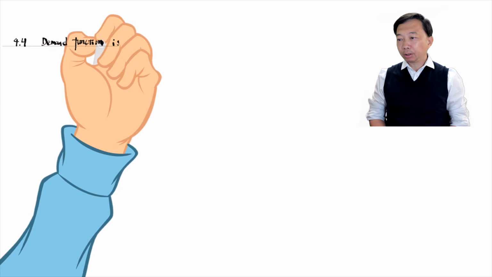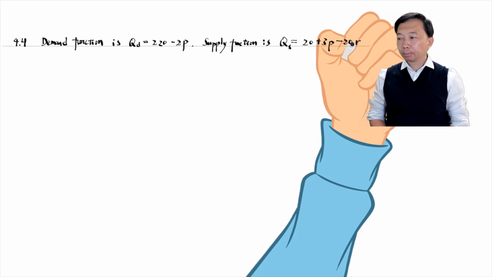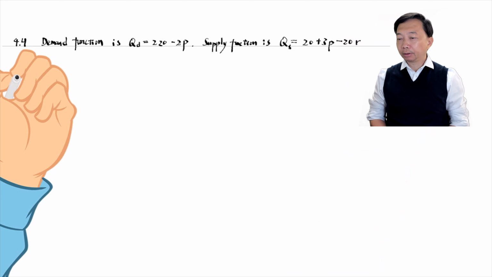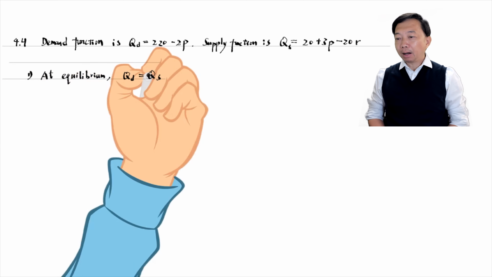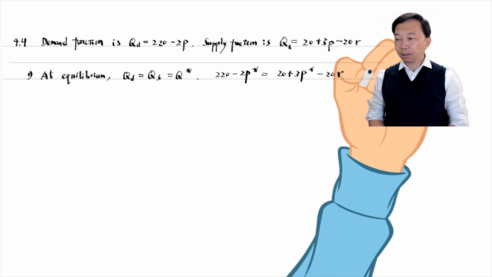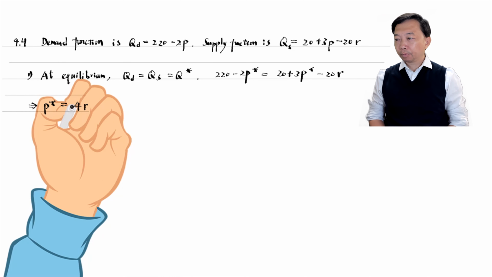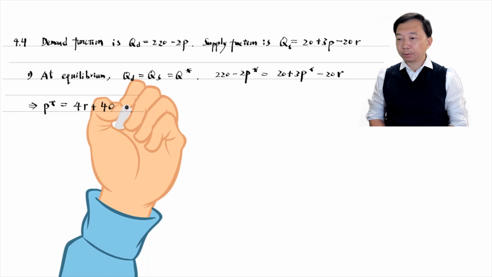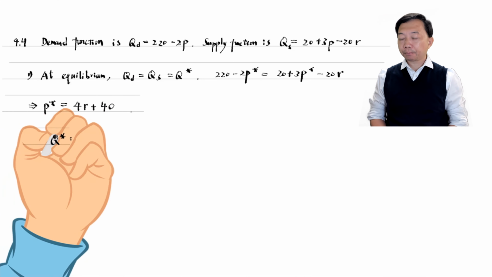We already have the demand and the supply functions. The supply function contains an environmental variable R. In the first step, we find the equilibrium price and quantity. At the market equilibrium, the quantity demanded equals the quantity supplied. We can solve for the equilibrium price P star. Substituting it into the demand or the supply function gives the equilibrium quantity Q star.